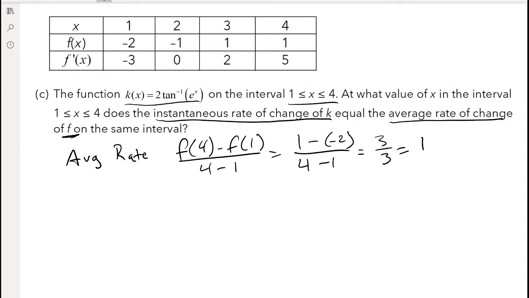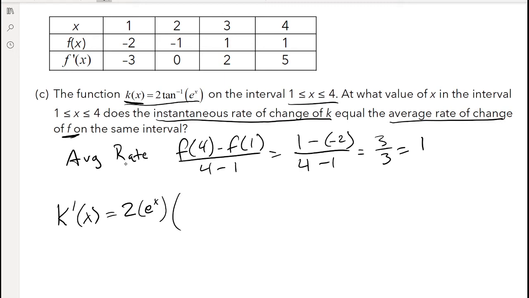Now, the instantaneous rate for k is given to us by this function. So to find the instantaneous rate of change, all we need to do is find k prime of x. And I just need to find out when this derivative equals 1. So we've got to do this derivative first of all. This is a chain rule problem. The 2 is just a coefficient, so I'm going to bring that in front. The derivative of the inside is e to the x, because the derivative of e to the x is just e to the x. And then we're going to do the derivative of the inverse tangent of some stuff.